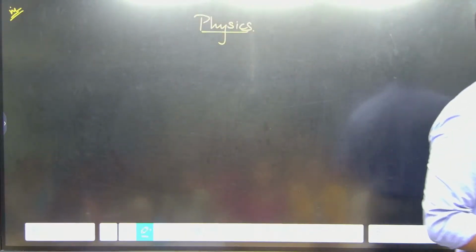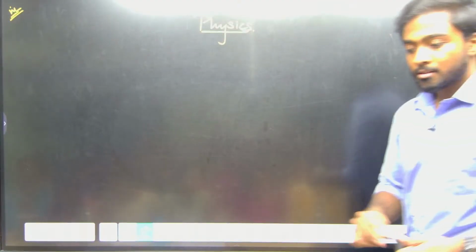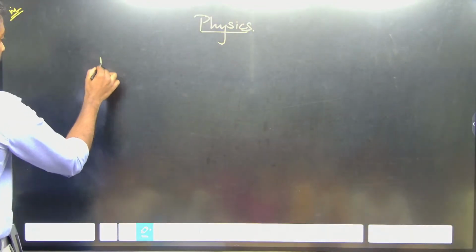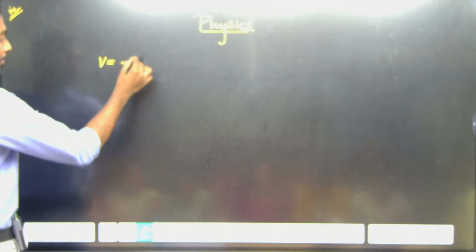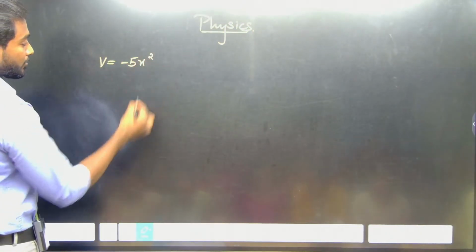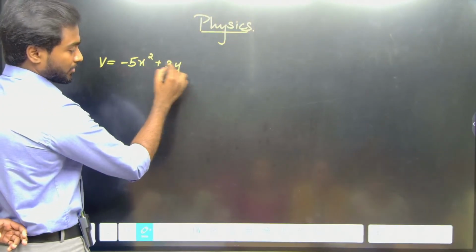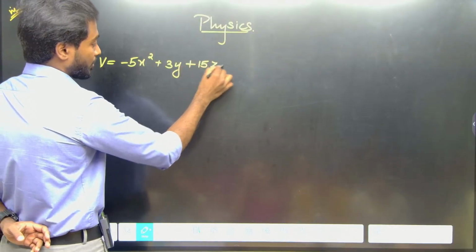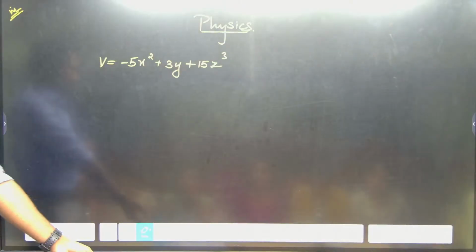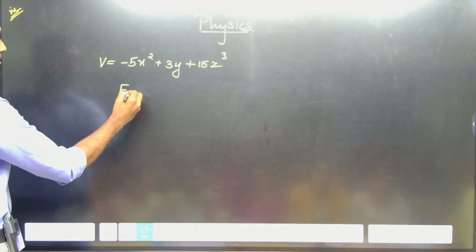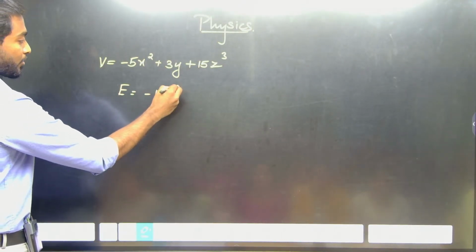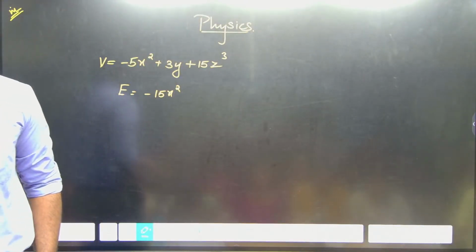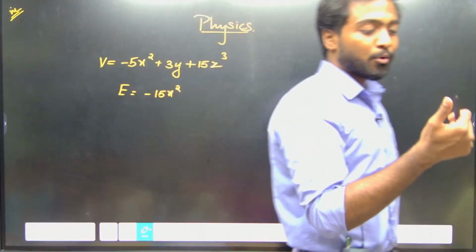So have you done the question? So what is the question? V is equal to minus 5x square plus 3y plus 15z cube. Okay. So what was the answer you got? E is equal to minus 15x square. Then that's it. What about y and what about z?